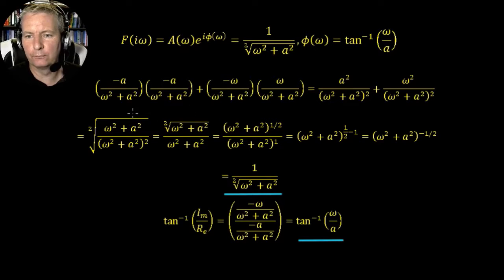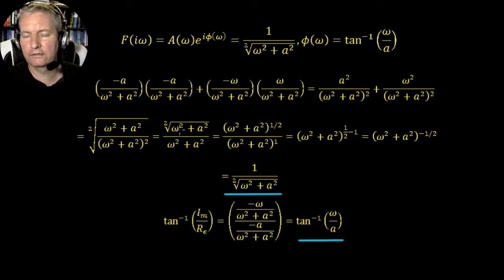So I wrote it out in full detail here, okay? So it's that times that plus that times that, which is a squared upon omega squared plus a squared, all squared, plus omega squared upon omega squared plus a squared, all squared. So then we've got to take the square root of all of that. So we take the square root of that there. Then we can take the square root of the top line and the bottom line, and we get this here.